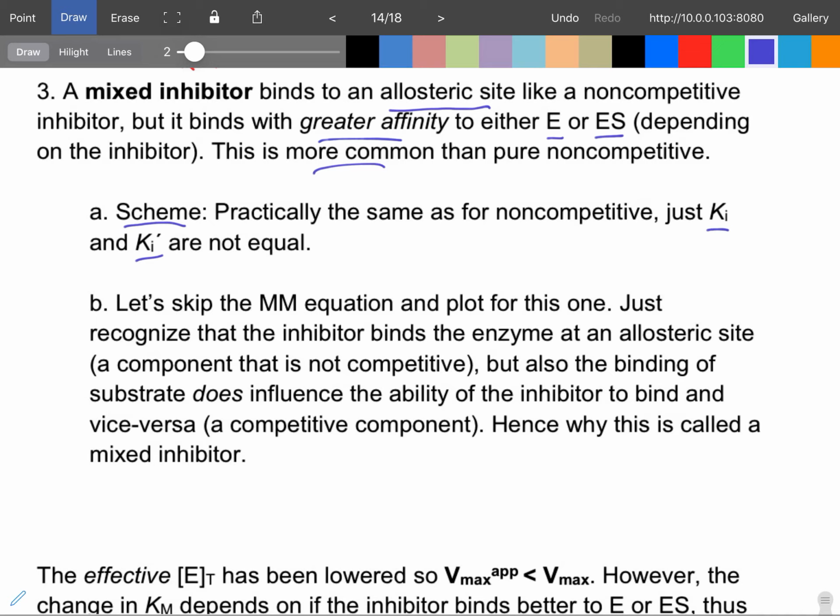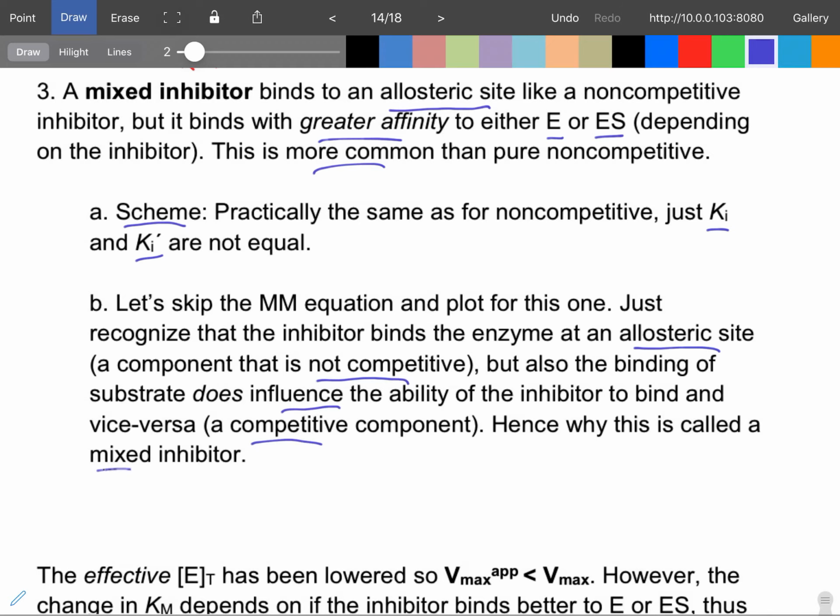But just recognize the inhibitor's binding in an allosteric site, so that part is not competitive, right? Not binding within the same place that the substrate is, but that there is some influence, right? That's what we're saying by this, that the binding of substrate influences the ability of the inhibitor to bind and vice versa. And that by definition has a competitive aspect to it. It does not mean that the active site is still binding the allosteric site. It's just that there's some communication from that allosteric site to the substrate. And that's why we call it mixed, because it has both a competitive and a non-competitive aspect to it.